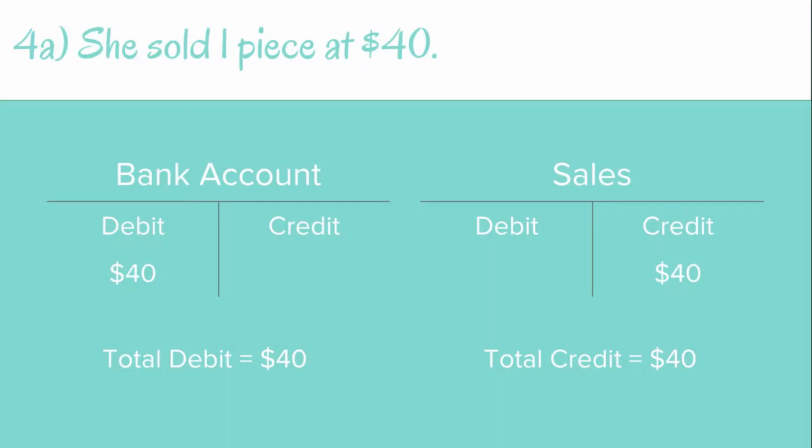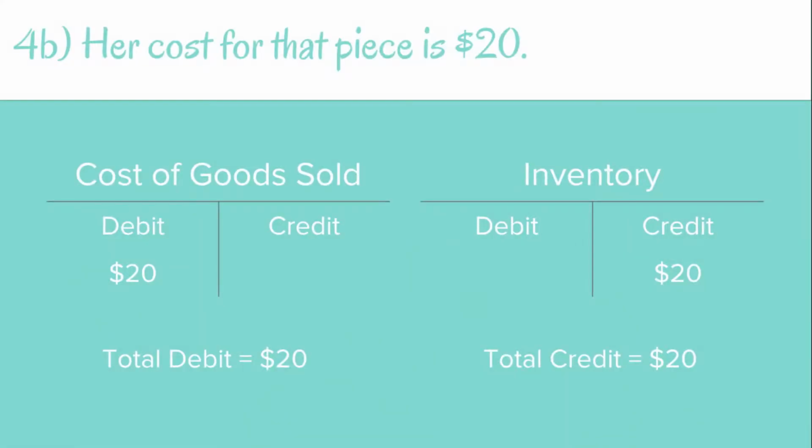The first accounting transaction is to capture the sales of $40, while the second accounting transaction will be recording her cost of $20. For her first accounting transaction, her total debit will be $40 and her total credit will be $40. Both will impact the bank account and the sales account. To record her cost of goods sold, the cost of goods sold account will be debited with $20, while her inventory will be credited with $20. The total debit and the total credit are the same at $20 each.